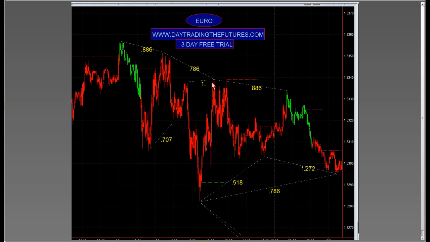This was also my market profile high. We call the high in the euro. It comes down to 1272, 786 to cover the low. But you notice 886, 886. Look how it calls the high to the exact levels.